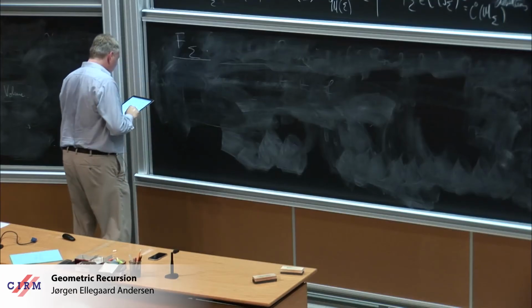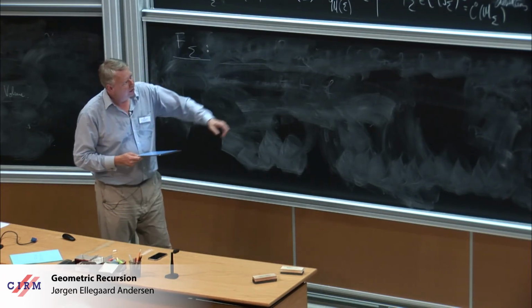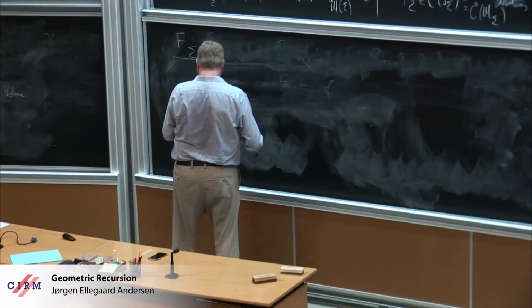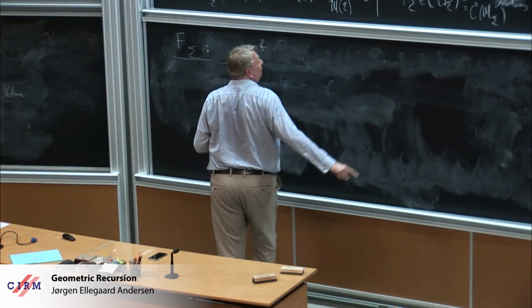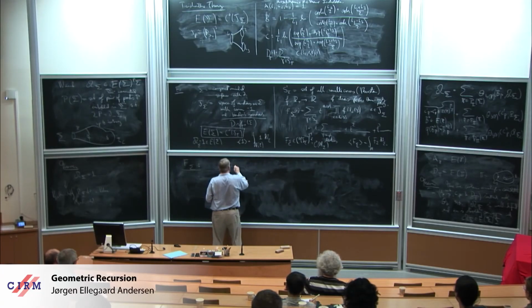Okay. But now I'm going to specify initial data such that when I run geometric recursion, I will get exactly this formula here, this function here. So the initial data is the following, and it depends on f, because the function depends on f. So it is, again, of three variables.